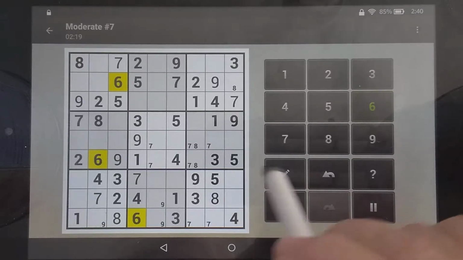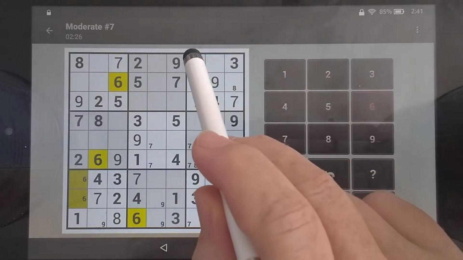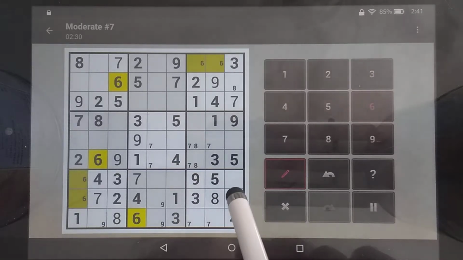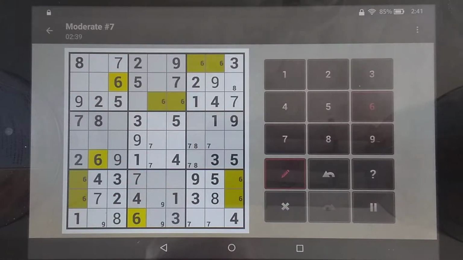This blocks there, so the 6 has to be one of those 2. This blocks here, so the 6 needs to be one of those. This blocks here, so the 6 needs to be one of those. These 2 are blocked, this one's blocked, so the 6 is one of those.